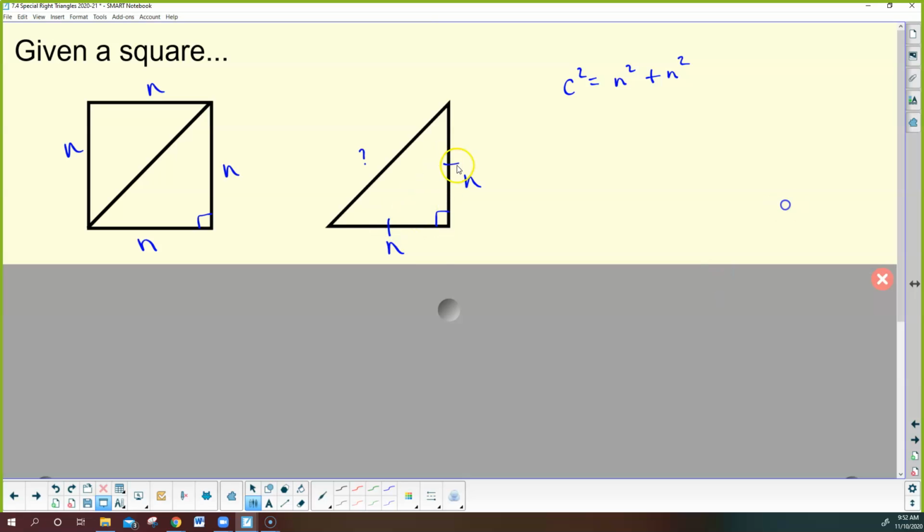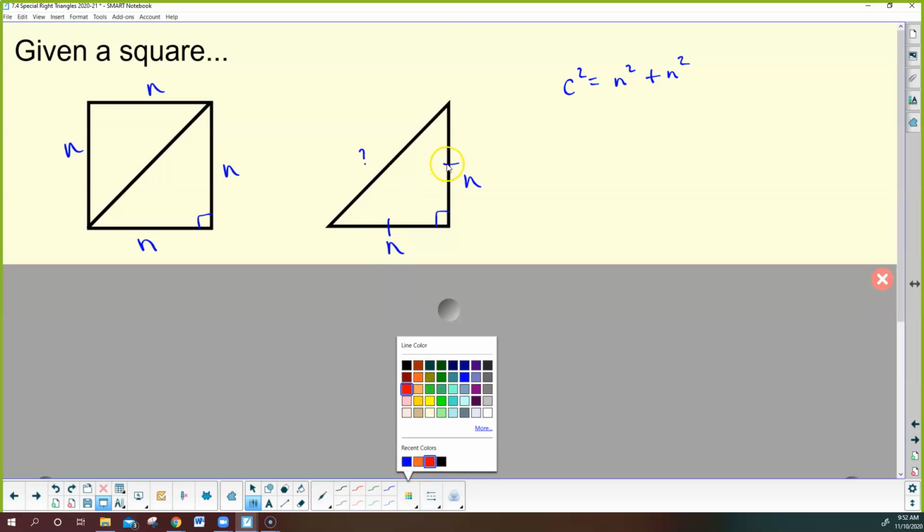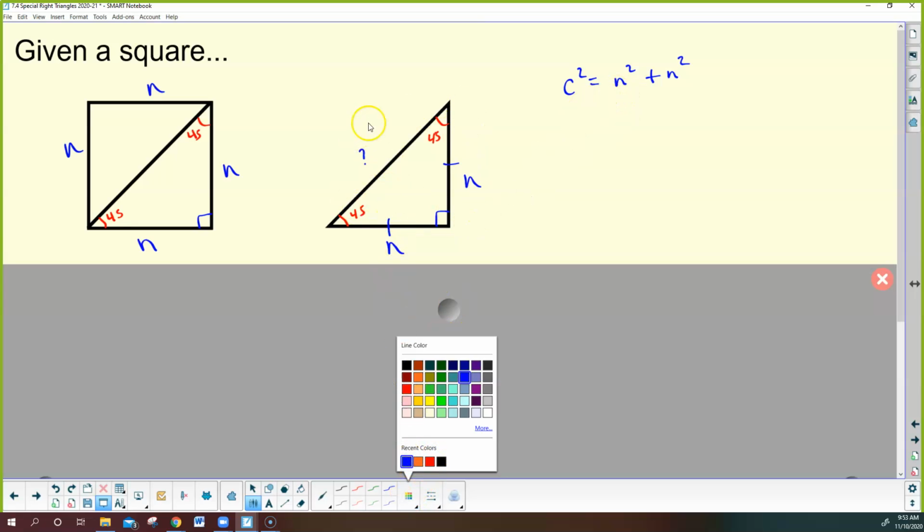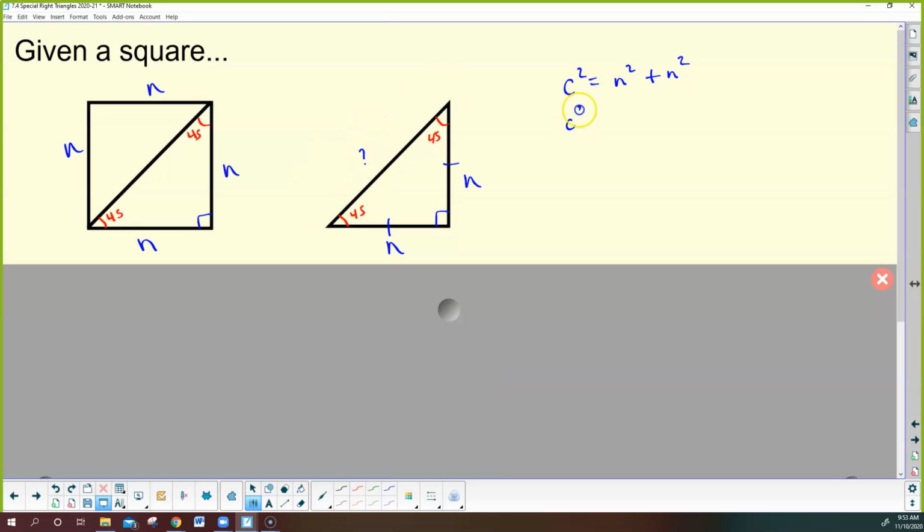Now here's the other thing. I can also put equal markings, and notice, this is a key part today. If these side lengths are equal, it's an isosceles right triangle, which means the base angles are the same. And notice, this diagonal cut the 90 degrees in half. So if I cut 90 degrees in half, each one of those angles ends up being 45, 45, and then we've got the 90. So this is our special right triangle, and our job is to simplify and find an expression for the length of the hypotenuse.